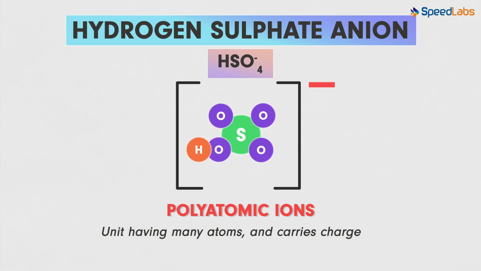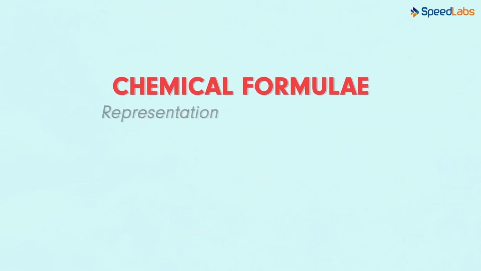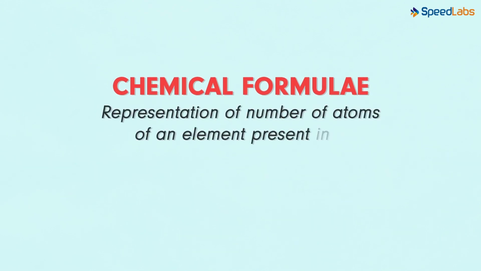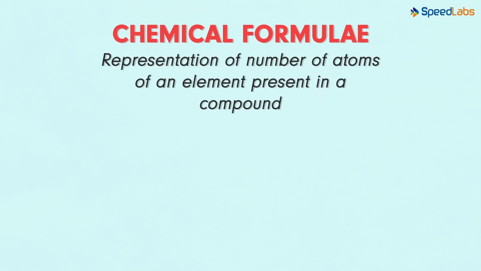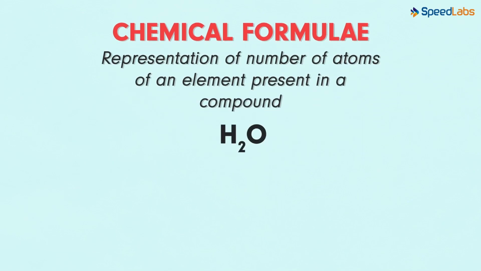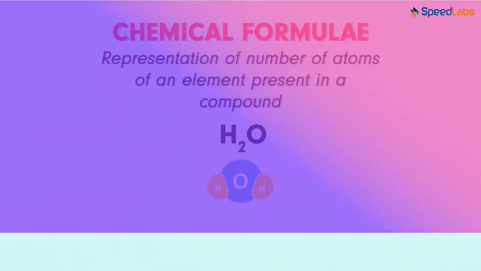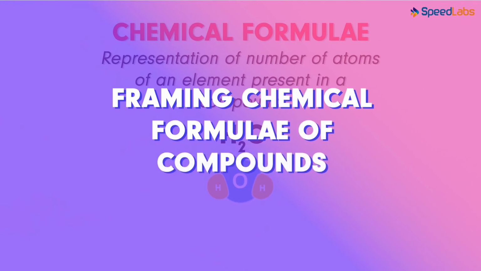Now we need to step ahead and learn how to form these chemical formulae. Wait, what are chemical formulae? In simple words, they are the representation of how many atoms of each element are present in a particular compound. We usually say H2O, but how do we know that a single molecule of water has 2 hydrogen atoms and 1 oxygen atom? In the upcoming videos, let us understand how exactly we frame the chemical formulae of various compounds.